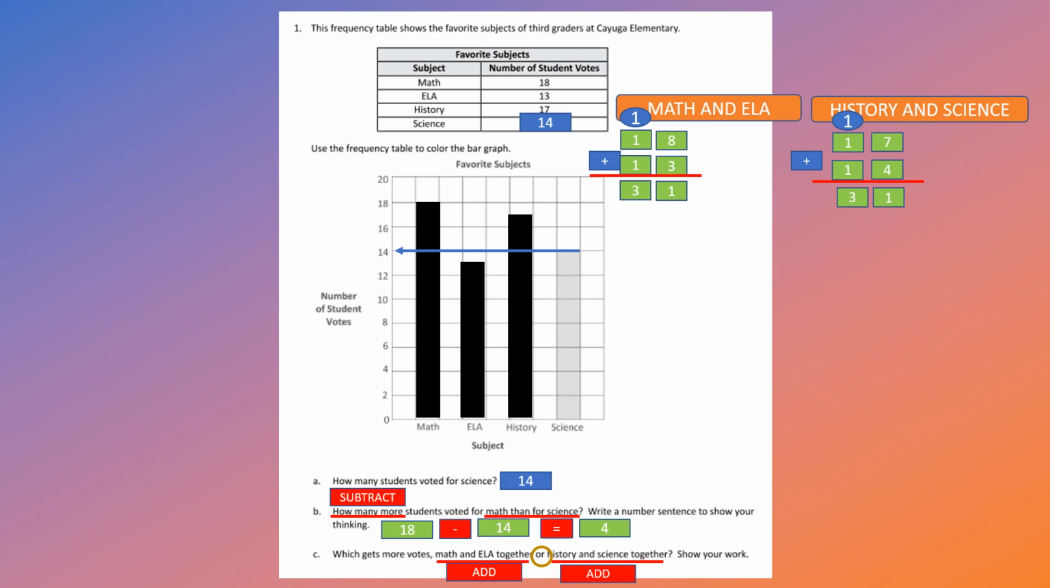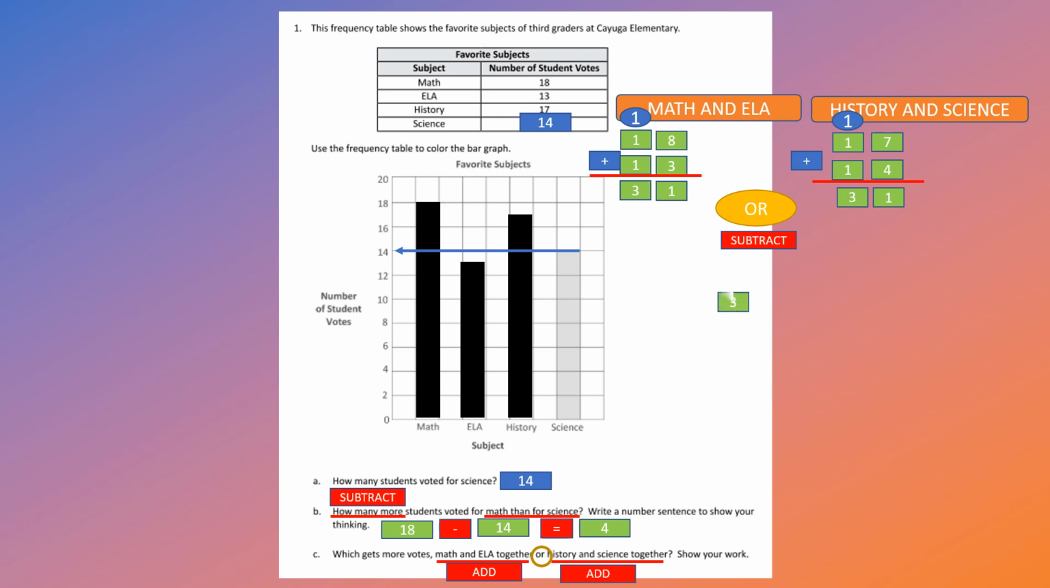Well, look at math and ELA together and look at history and science together. But it asks me which one gets more votes. Remember I told you to circle or? You're comparing. Anytime you're comparing, you're finding the difference. Okay? And anytime you find the difference, you subtract. If you're comparing two numbers, you're comparing them to find the difference. And in order to find the difference, then you subtract. So what are you subtracting?